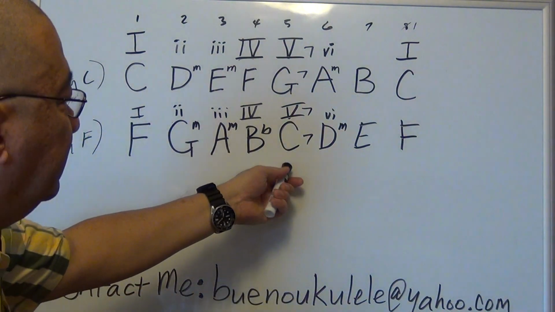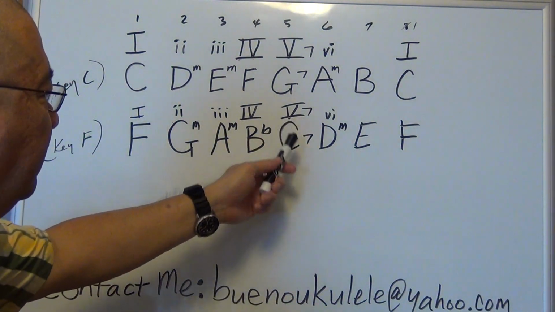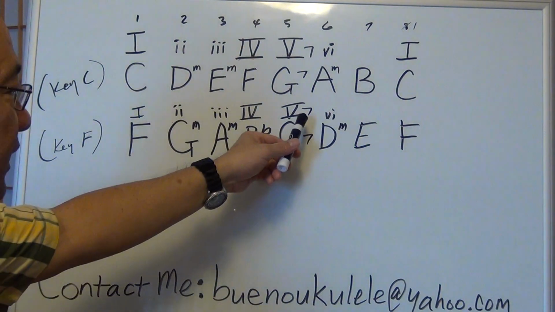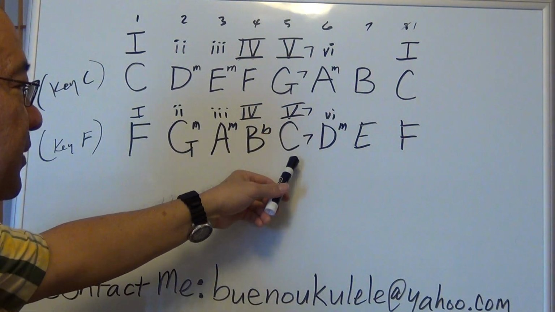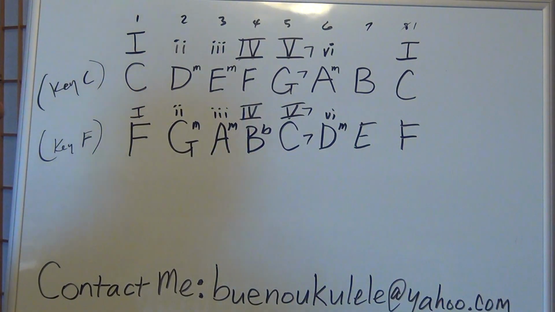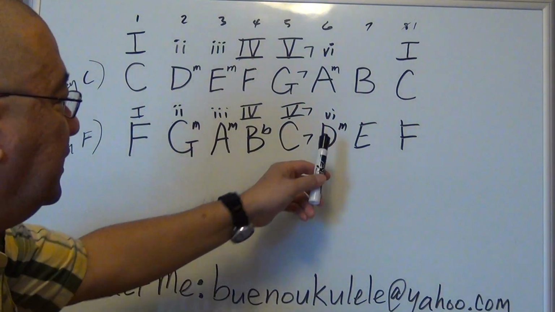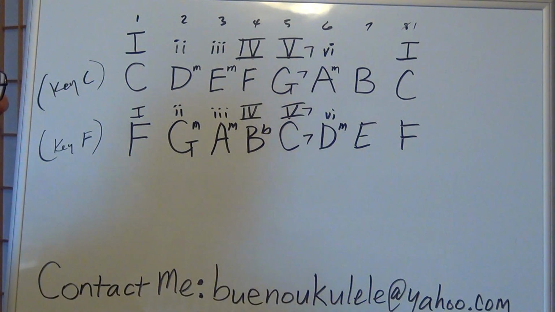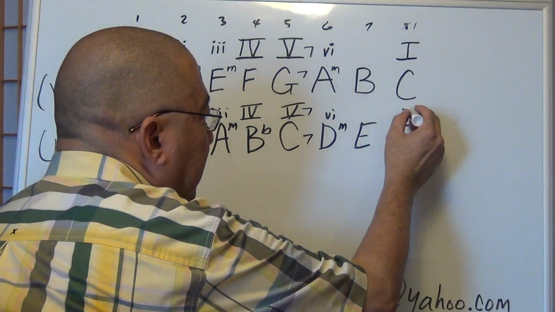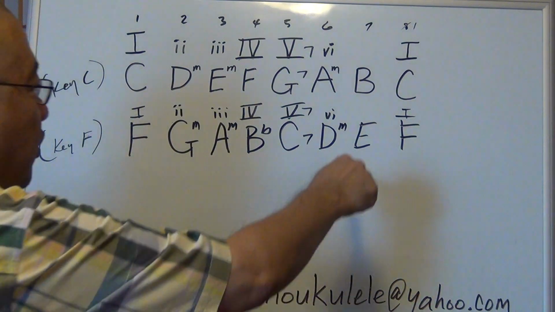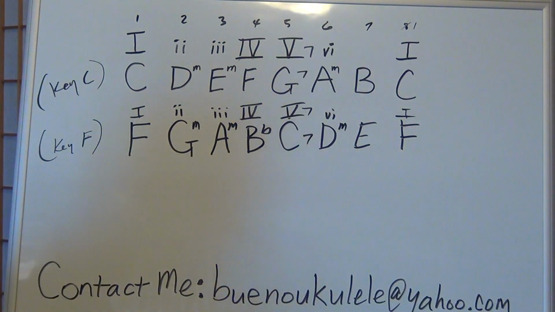Your 5-7 turns into a C7, if it's a 7 chord, and that's a 7 chord. So this has got to be a 7, so that's a C7. And then your 6th chord is a small minor chord. That's a D minor chord. Okay. I didn't put this over here, but I'll put it for you. We're back to the 1. And we're not worried about the 7 for now. We'll probably learn that maybe at a later time.